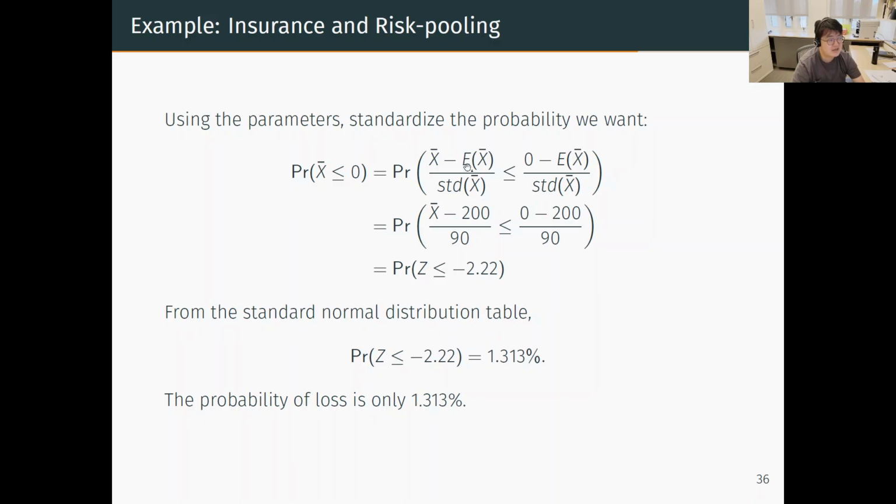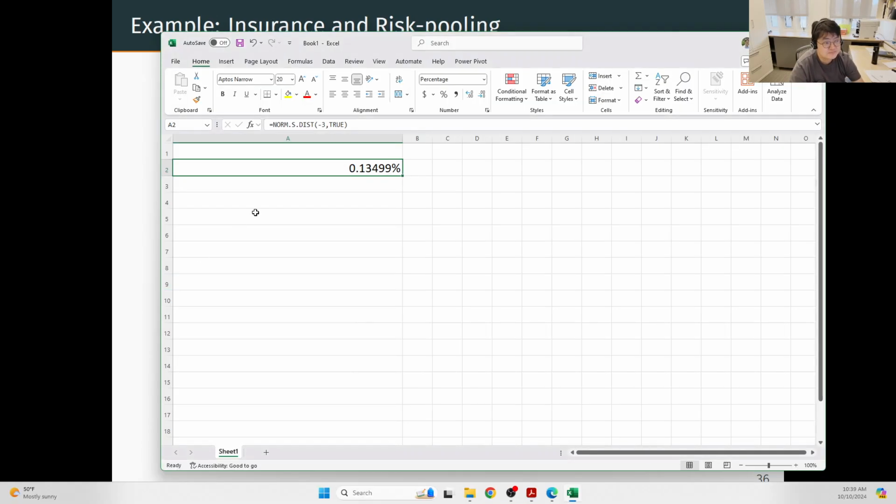Again, the left-hand side is simply z. The right-hand side, 0, must be transformed in the same way. So 0 minus the mean divided by the standard deviation will give you minus 2.22. So the probability the company incurs a loss equals the probability that a standard normal is smaller than minus 2.22. Let's find it out.